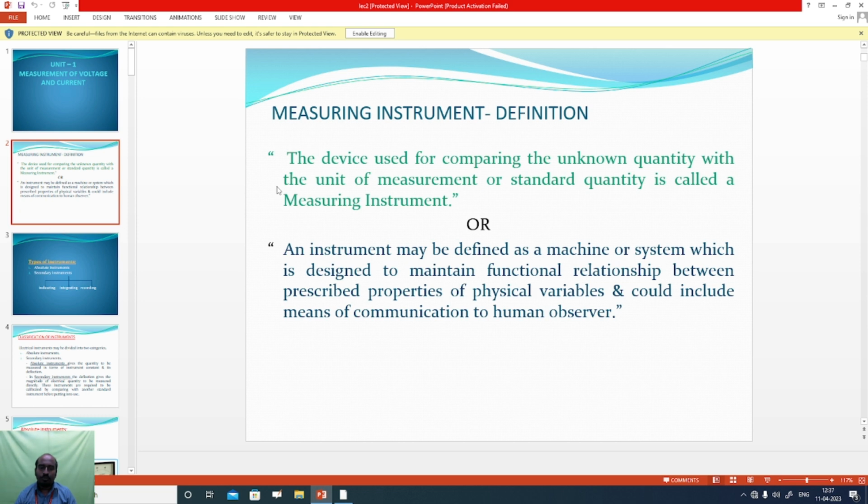First of all, we should know what is a measuring instrument. So, what is an instrument? An instrument is a device. A measuring instrument is a device which is used for comparing an unknown quantity with the unit of measurement or standard quantity. In other terms, it is a machine or a system designed to maintain a functional relationship between prescribed properties of physical variables, and which could include means of communication to a human observer.